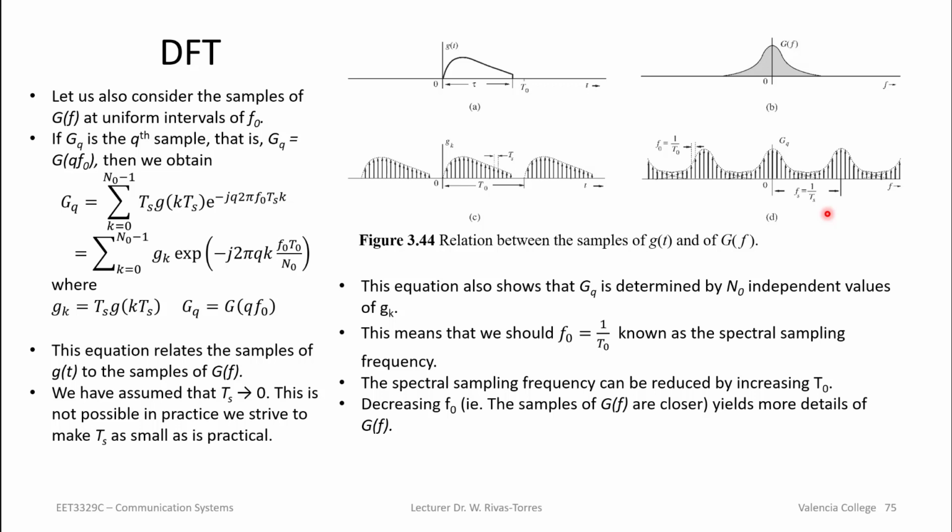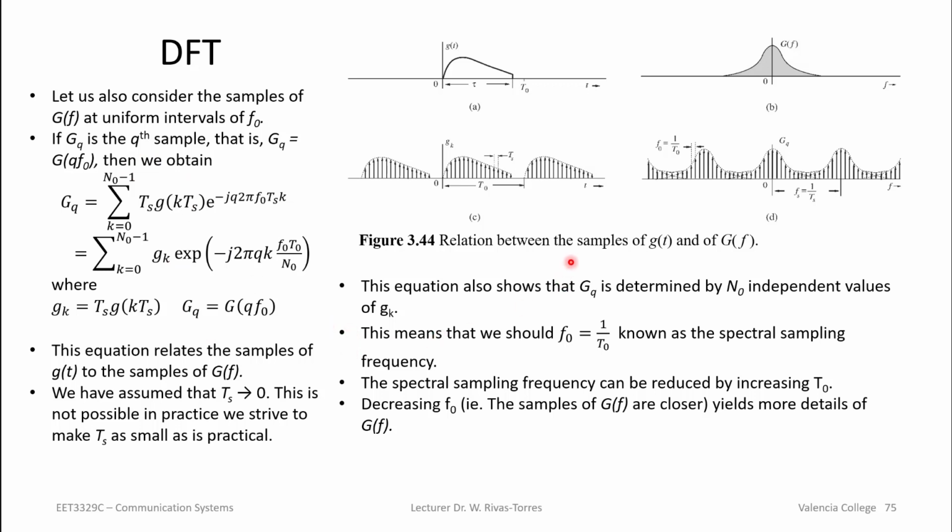The other thing that this equation does is it shows that GQ is also determined by N0 independent values. Isn't that interesting? The reason we say that is because we did our summation up to N0 minus 1. So that is quite interesting, that our GQs and our GKs are related through N0. That means they have the same number of samples too.